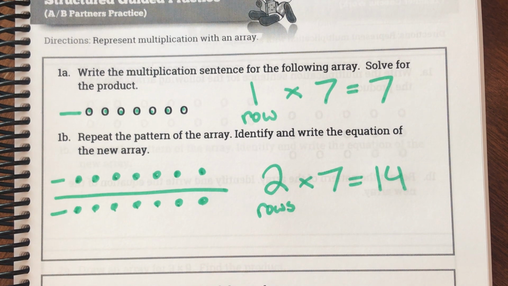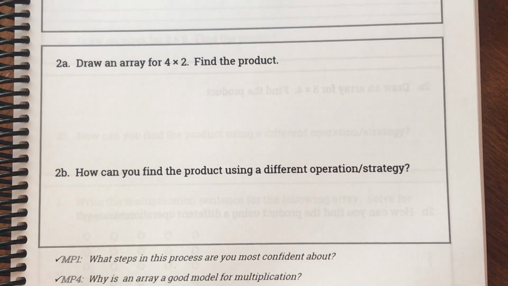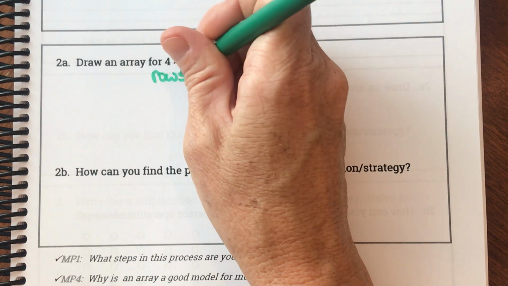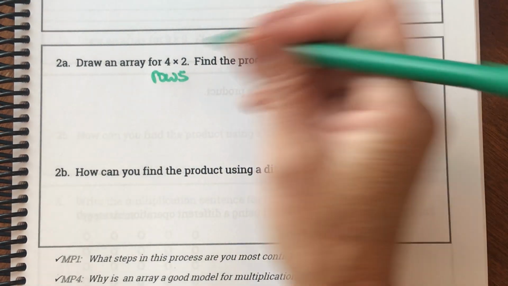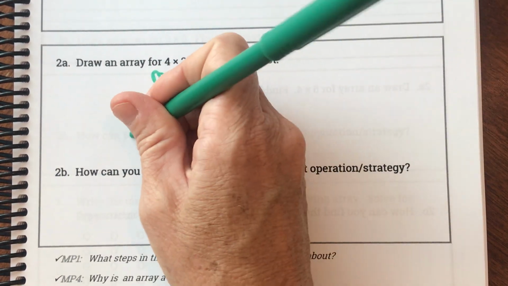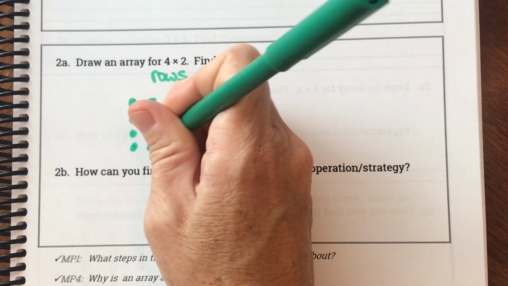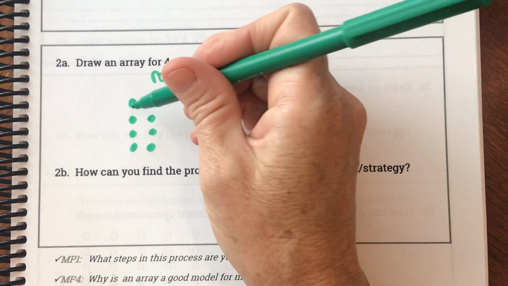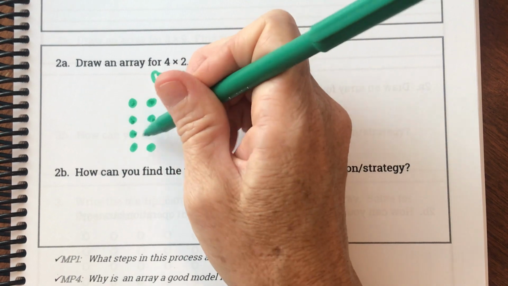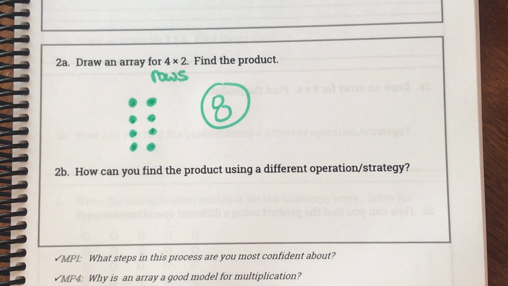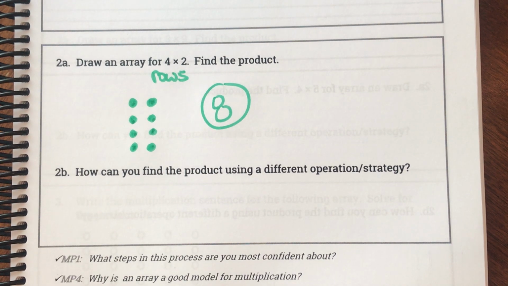Okay, let's look at our next problem. It says draw an array for 4 times 2 and find the product. Okay, so 4 times 2 means 4 rows of 2. So ready? 1, 2, 1 row. 2 rows, 3 rows, 4 rows. So what is our product there? 1, 2, 3, 4, 5, 6, 7, 8. So 4 times 2 is 8, or 4 rows of 2 is 8.